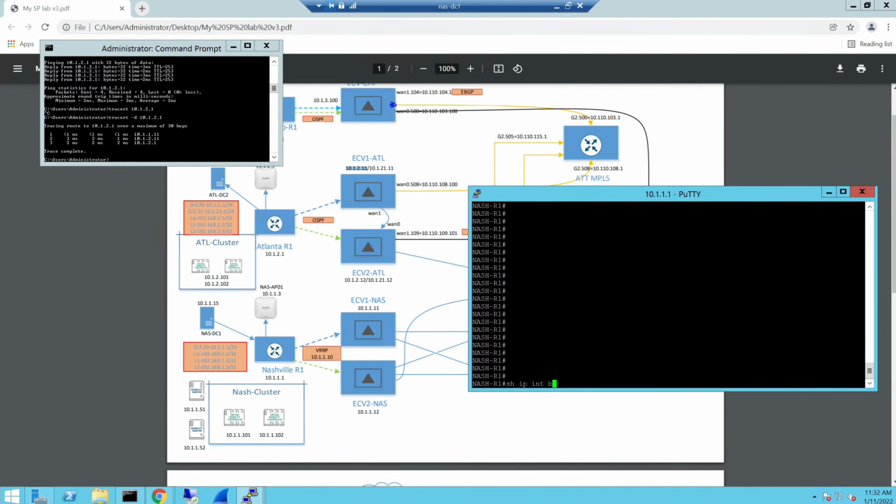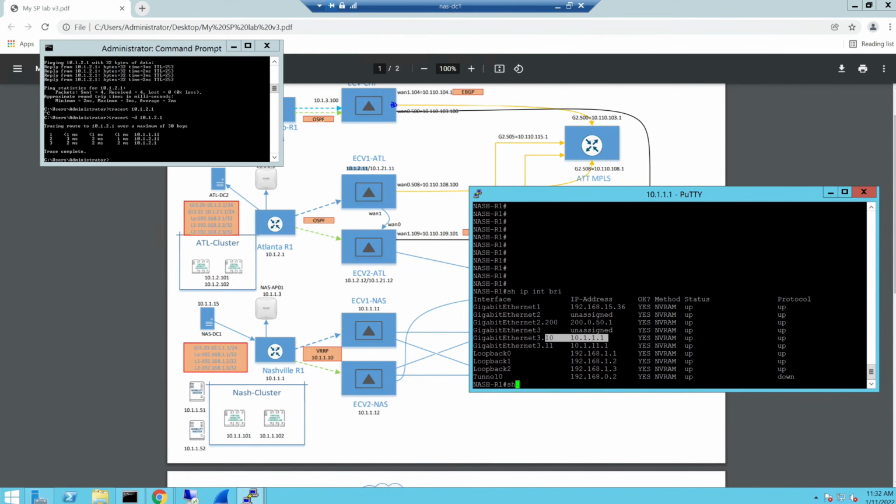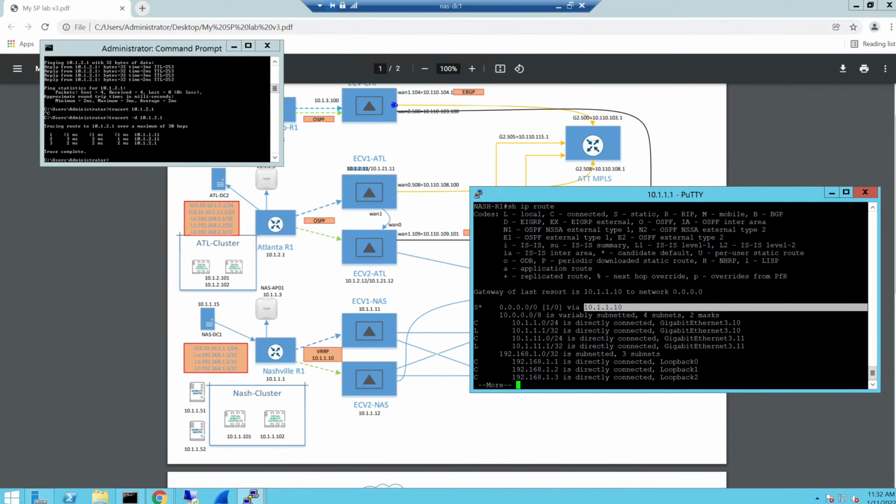Show IP interface brief. You can see that this is the router with the VLAN 10. I'm doing router on a stick, and I do not have anything in the 2 subnet, so it has to be routing. So let's take a look at the route. Show IP route 10.1.2.1, saying it's not on the table, meaning it is using the default route. What is my default route? My default route is 10.1.1.10. That is the default gateway, and it's a VRRP between these two SD-WAN products.